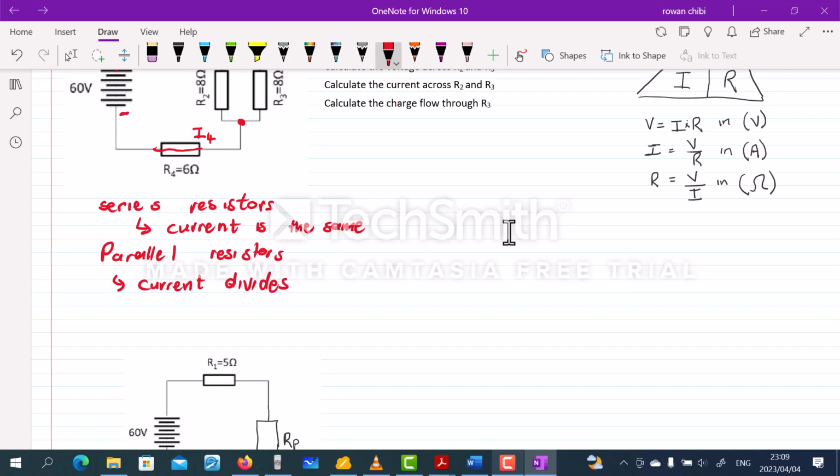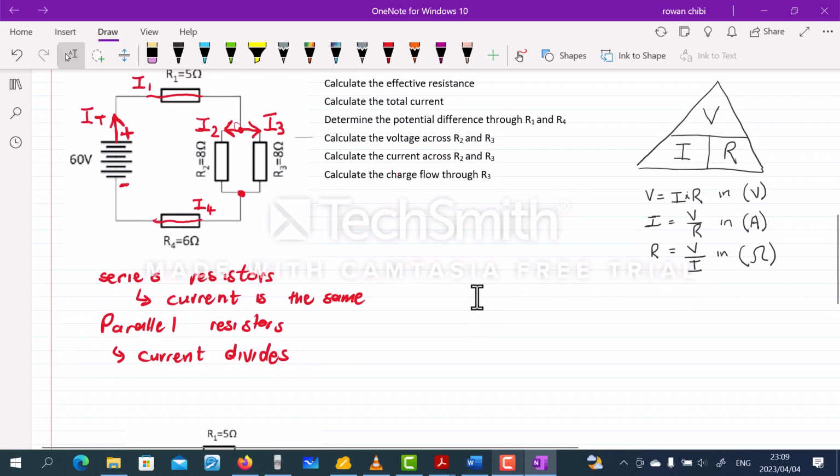Or separates. As you can see, the resistor R1 is in series with the battery, so it's receiving the whole current, and the resistor R4 is in series with the battery, so it's receiving the whole current. So the current through R1 and R4 is the same, the current that came from the battery. But these two resistors, R2 and R3, are in parallel. For resistors that are in parallel, the current will divide, so each will receive a split of the total current.